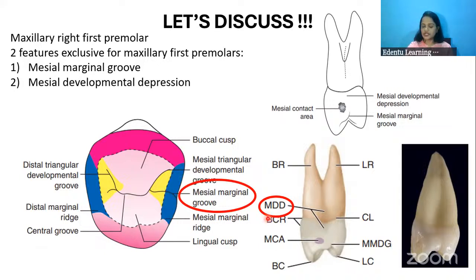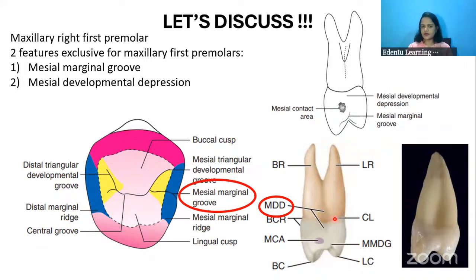Now another feature that is mostly seen only in maxillary first premolars is the mesial developmental depression. When you view the tooth from the mesial surface, you can see a small depression above the contact area and below the cervical line. You can see a small depressed area here, and this depressed area extends to the root surface also. That is called the mesial developmental depression. So remember these two features in the maxillary first premolars.